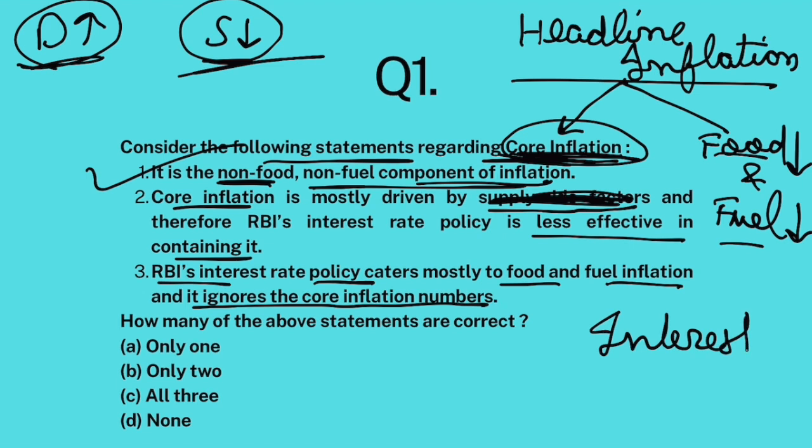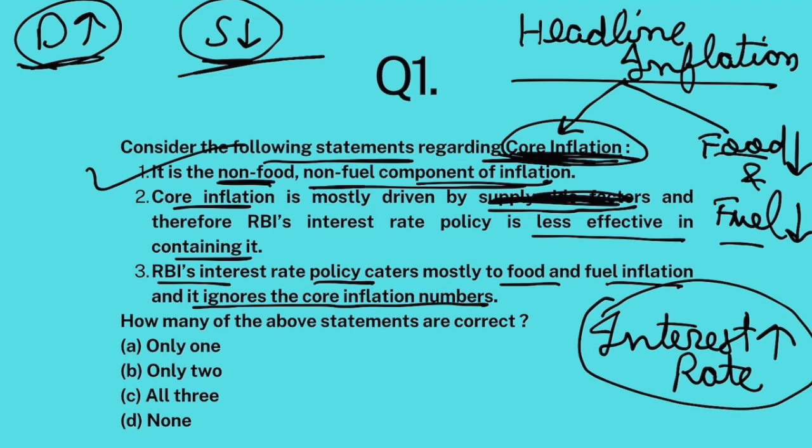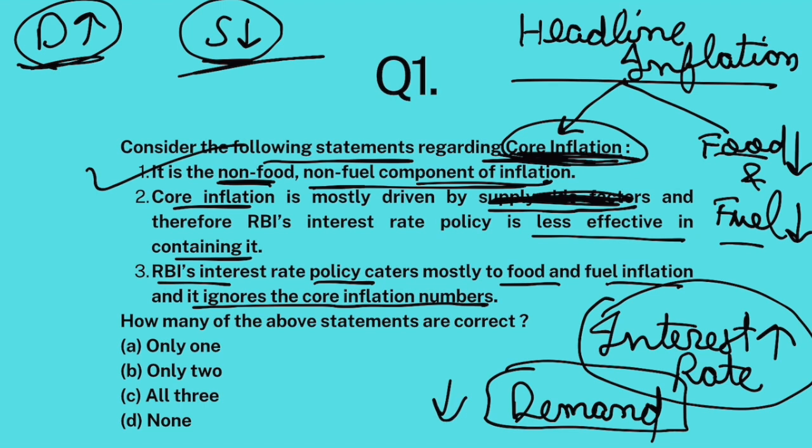Now, to contain inflation, RBI increases interest rates. So RBI's interest rate policy is mostly focused on taming inflation, containing inflation. Whenever there is high inflation, RBI increases interest rates. What happens is that increased interest rates increase borrowing costs, which reduces the amount of borrowing, which reduces the amount of demand of people. It affects aggregate demand. And when aggregate demand reduces, because demand is down, inflation also calms down. So to control inflation, RBI increases interest rates.